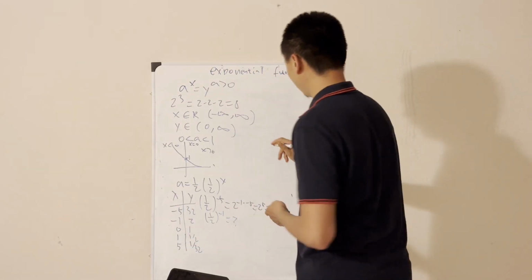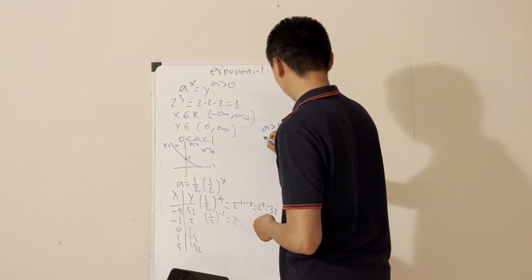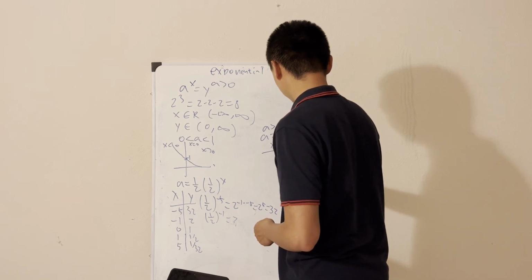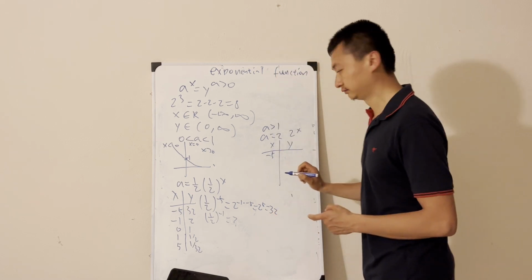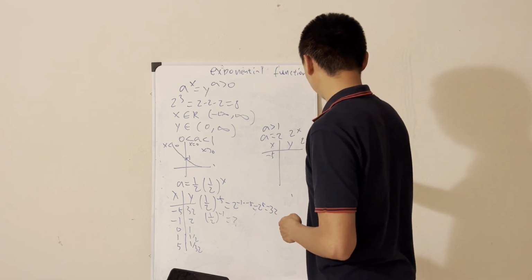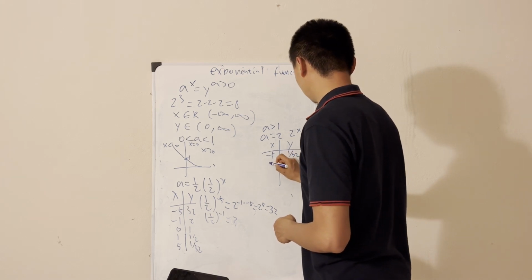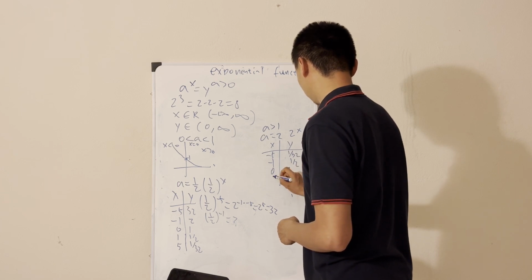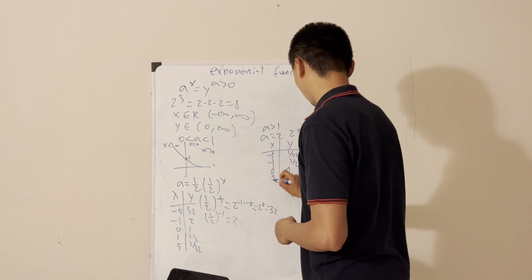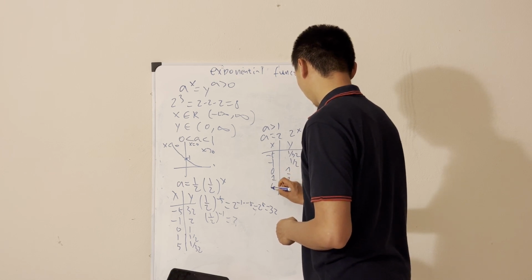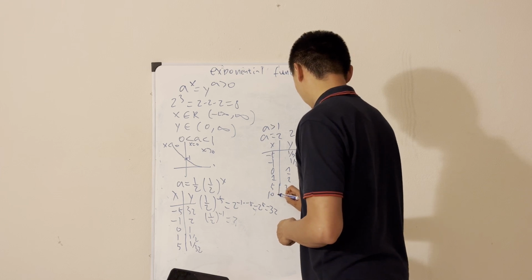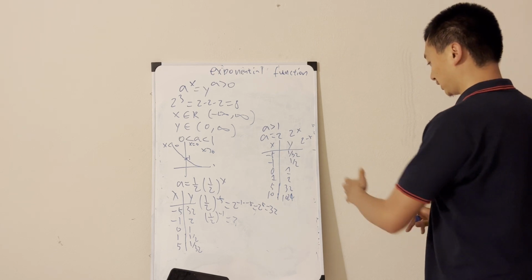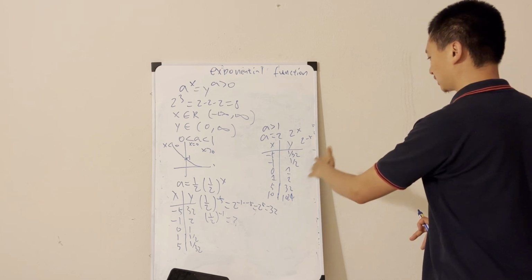Now let's look at an example when a is greater than 1. Okay, then a equals 2. Then it's 2 to the x. Let's make a table of values, x and y. Negative 5. Well, that's 2 to the negative 5. That's 1 over 32. Negative 1, well, it's 1 half. 0 is 1. 1 is 2. 5 is 32. 10 is 1024. So notice it grows really big when x is greater than 0, and it shrinks when x is less than 0.